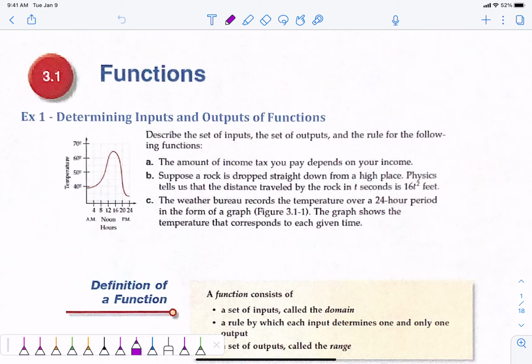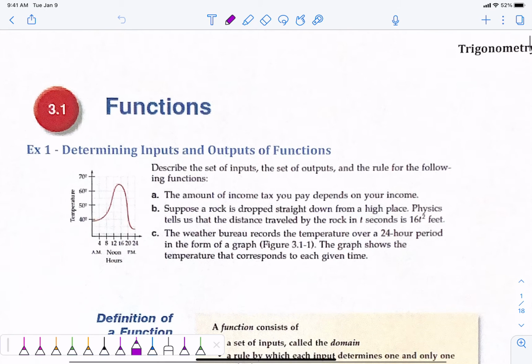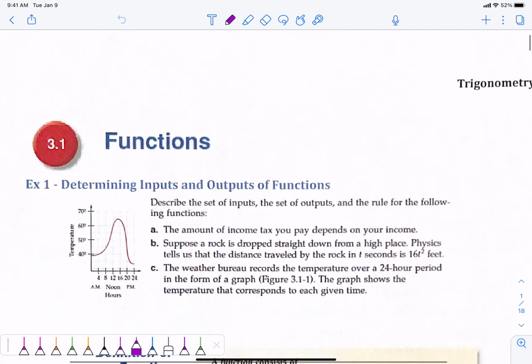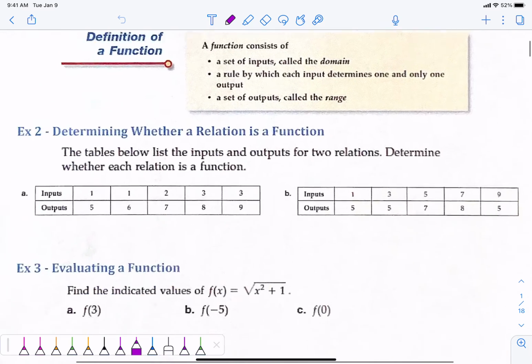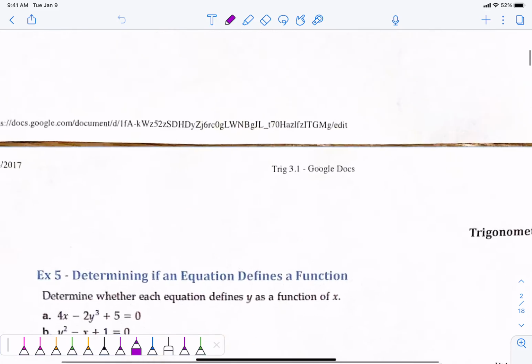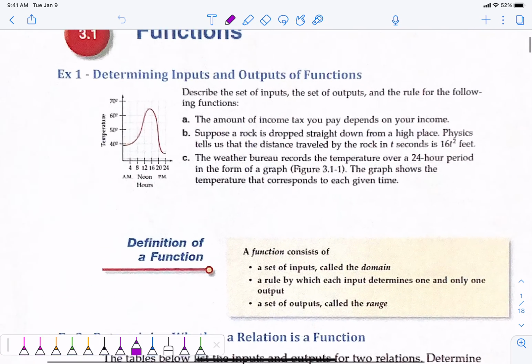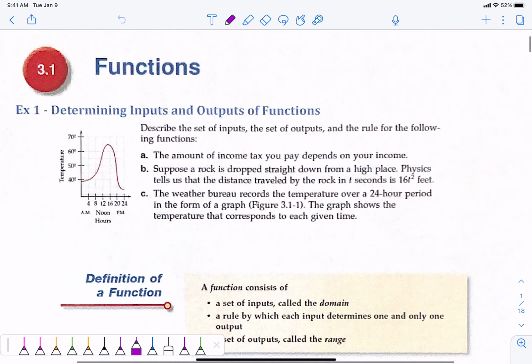Nice. 3.1 is functions. This is a worksheet for homework, so I don't have the homework assignment printed at the top. We're going to get through maybe quite a bit of this. I don't know, we'll see. But these are functions. They're going to baby step us into chapter 3, and they're talking about inputs versus outputs.